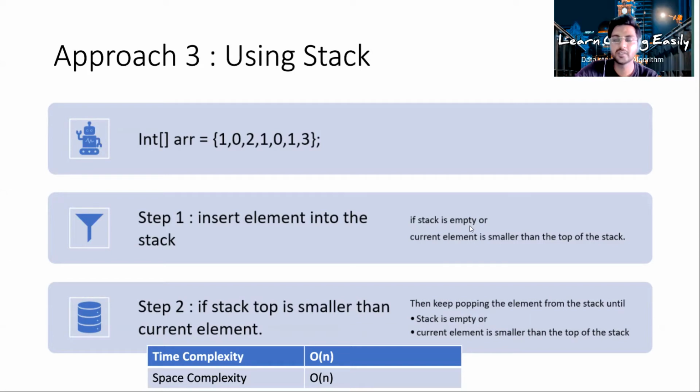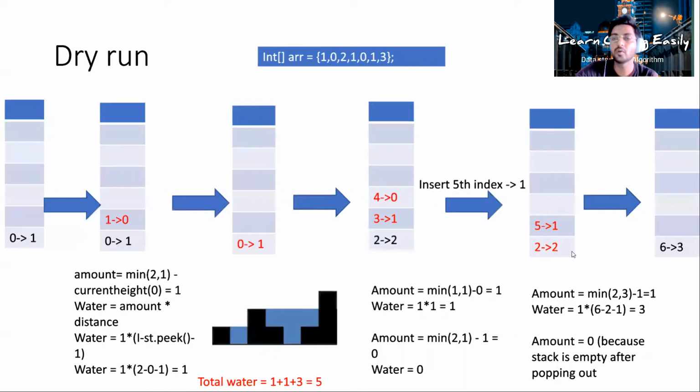And then we will simply insert into the stack. Now, when do we calculate the amount of water? While popping out the element from the stack, you need to apply one formula just to get the amount of water. What is the formula? Formula is very simple. It is just distance multiplied by the minimum height. So for example, let us understand with the help of this dry run.